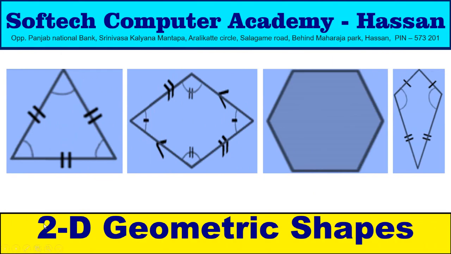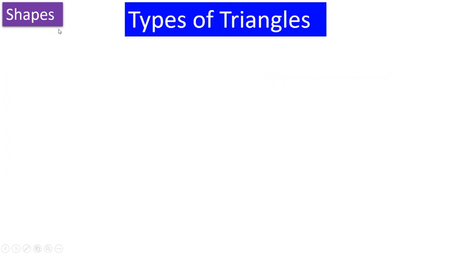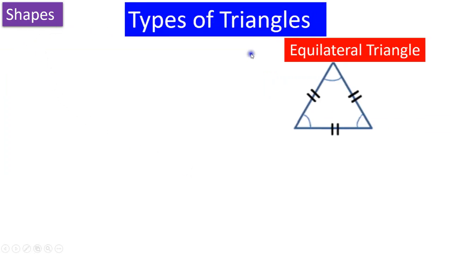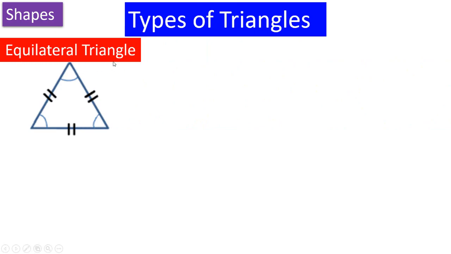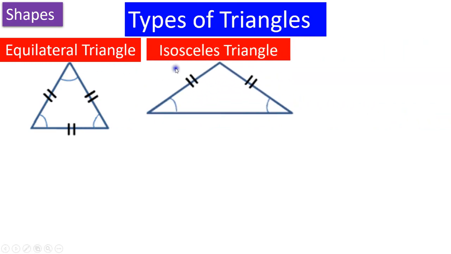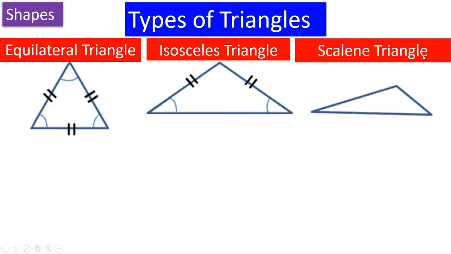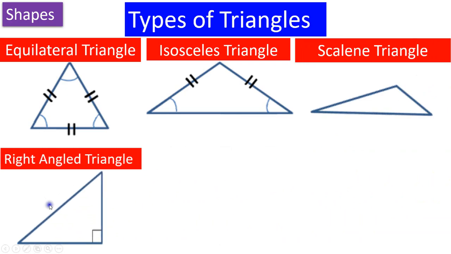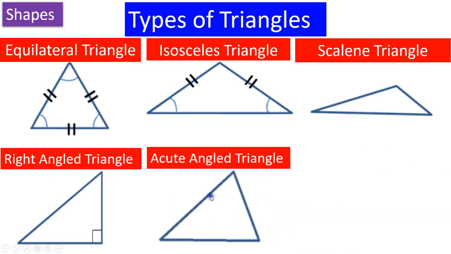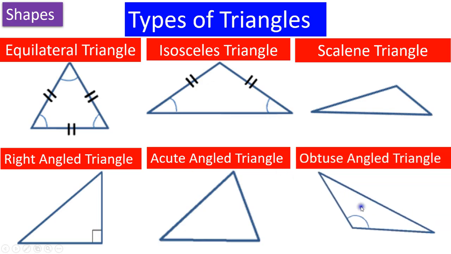Right now we are going to understand 2D geometric shapes. Shapes, types of triangles. First one is equilateral triangle. This is isosceles triangle. This is scalene triangle. This is right angled triangle. This is acute angled triangle. This is obtuse angled triangle.